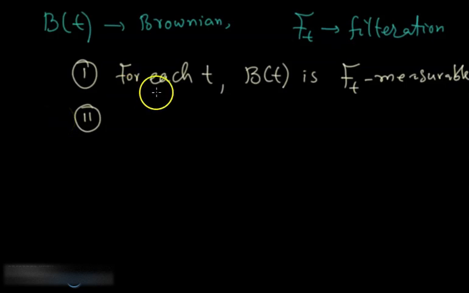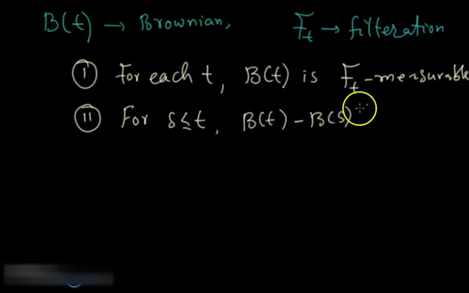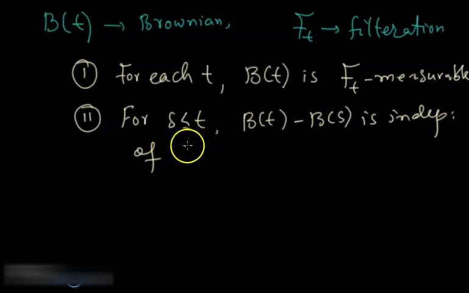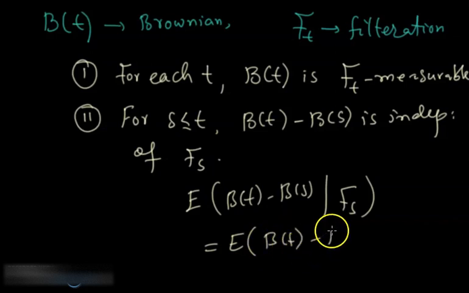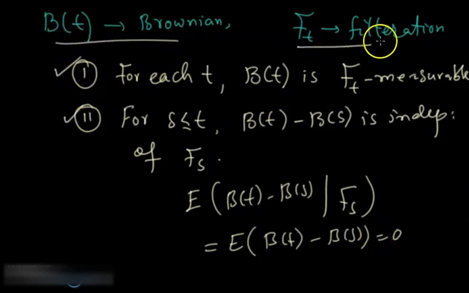Number two, for any s less than or equal to t, the random variable b of t minus b of s is independent of the sigma field fs. What does this mean? If you want to compute the expectation of b of t minus b of s given fs, because it is independent, it is going to be the expectation of b of t minus b of s, which is again 0. So these two assumptions are to be satisfied by these two quantities. Before I define my stochastic integral, my Brownian motion and filtration need to obey these assumptions.